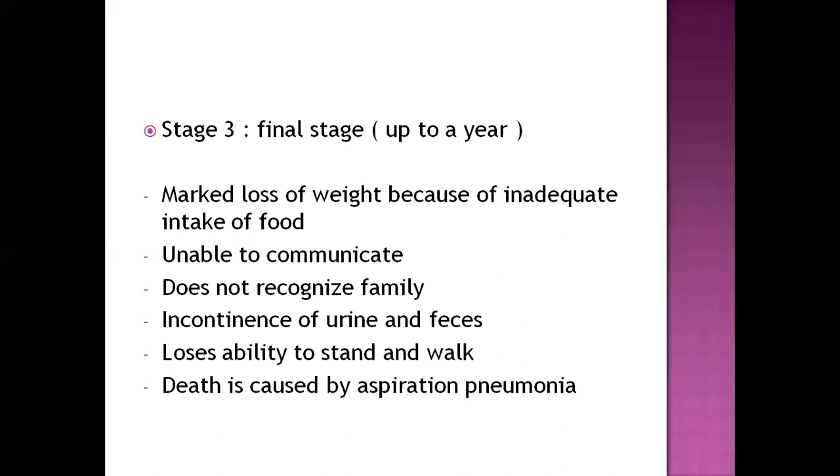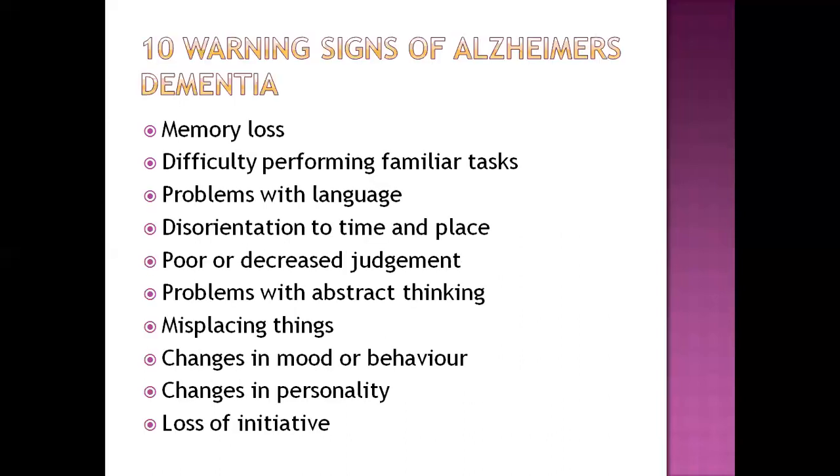Not being able to stand and walk is because the brain is not able to control those functions. Death at the last, if death occurs, is caused by aspiration pneumonia. The muscles of the lungs are also not able to receive proper messages from the brain. So death can be caused by aspiration pneumonia.